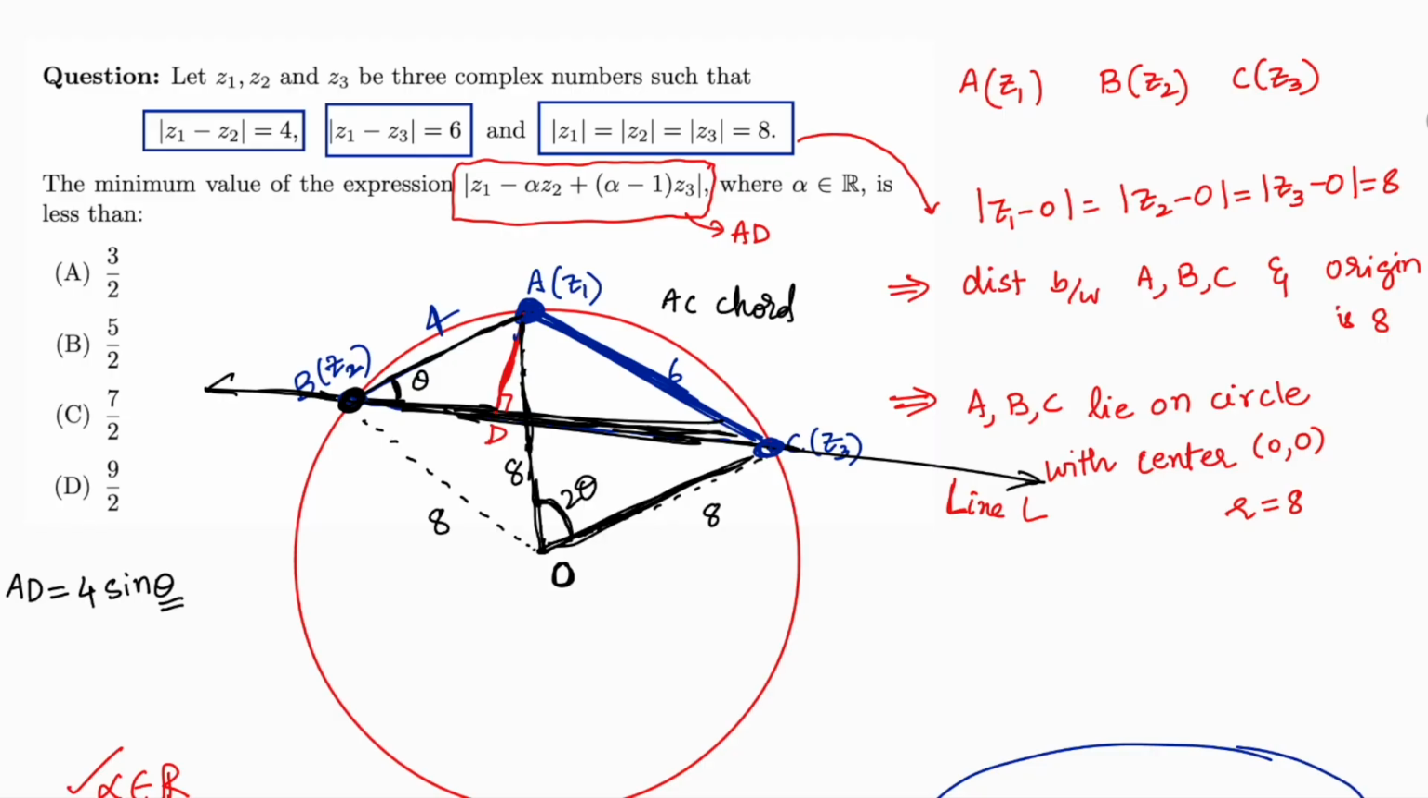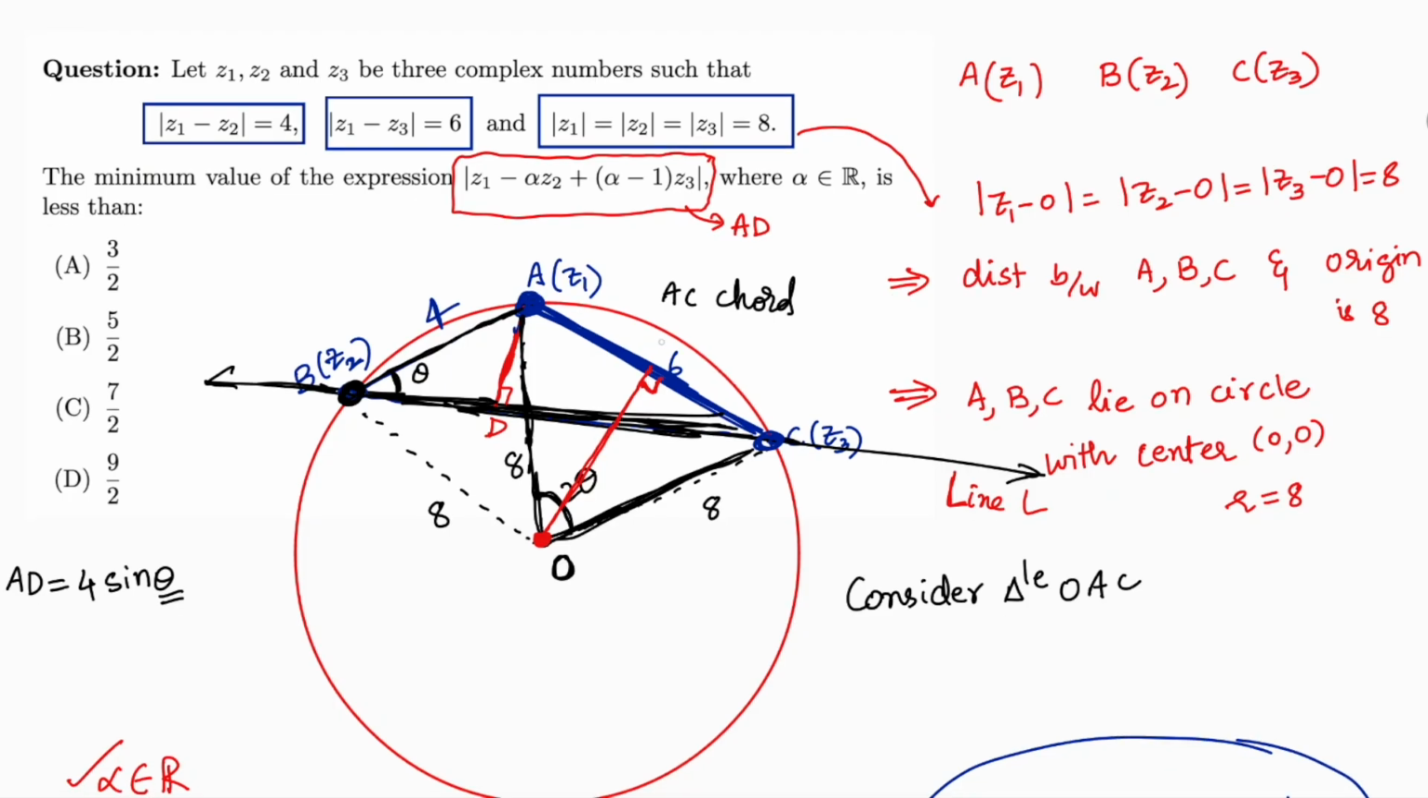Now consider this triangle OAC. Now I'll draw a line perpendicular from the center to this chord. I'll draw a line like this. This OF line divides this triangle OAC into two congruent triangles, right? So what would be this particular angle? This full angle is 2 theta. So this should be theta and this should be theta.